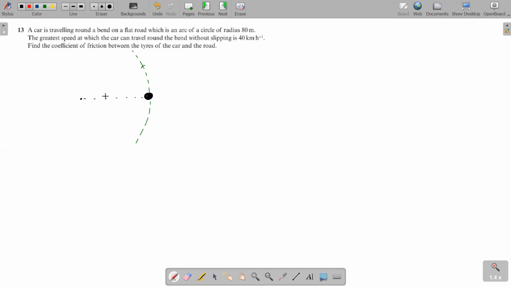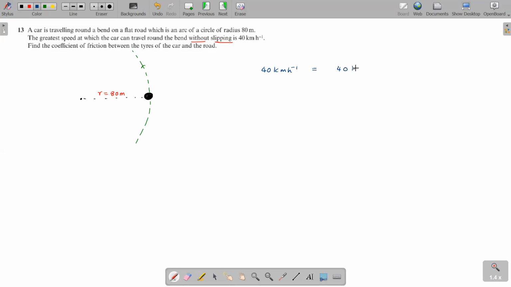They're saying the radius is 80. Let's mark that the radius is 80 meters. The greatest speed at which the car can travel around the bend without slipping. The greatest speed means this is the maximum speed that you can go, which is 40 kilometers per hour. However, the unit here is going to be problematic. We need to fix the unit because we need the speed to be in meters per second. So shall we convert 40 kilometers per hour to meters per second?